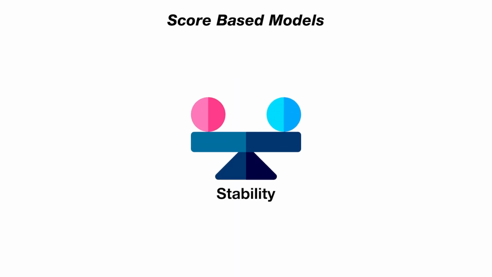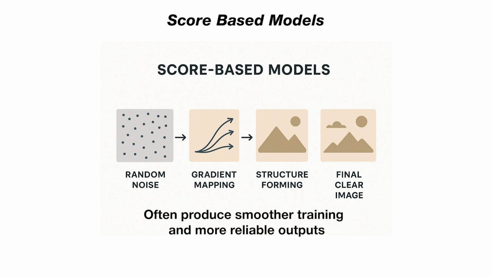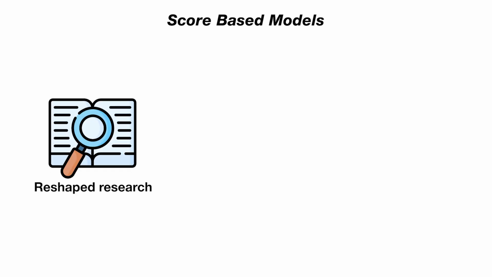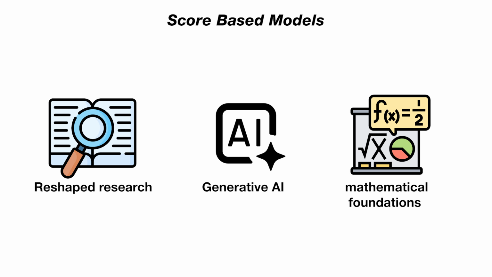The big advantage here is stability. Score-based models often produce smoother training and more reliable outputs. While less widely used commercially, they reshaped research by grounding generative AI in rigorous mathematical foundations.